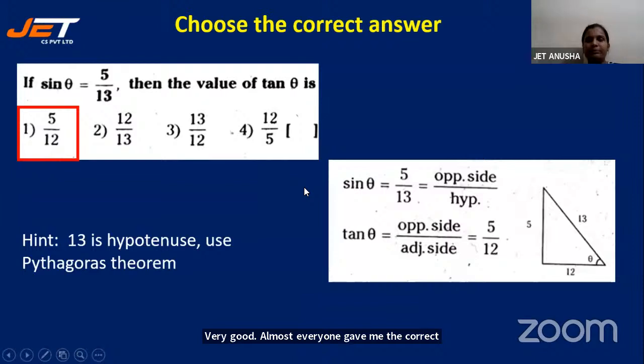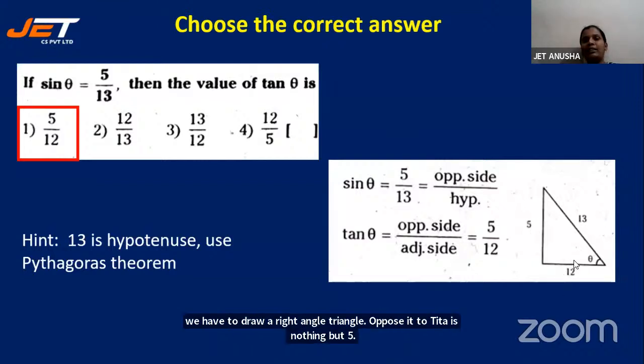So let's see. Here we have the explanation. Sin theta is equal to what? 5/13. What is the formula of sin theta? Opposite side by hypotenuse, right? So we have to draw a right angled triangle. Opposite to theta is nothing but 5. Hypotenuse is nothing but 13.